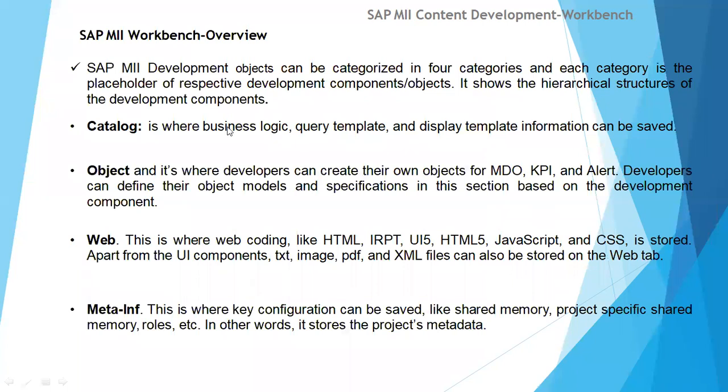So the catalog is where business logic, query template, and display template information can be kept. In a catalog, you can create your query template, display template, transaction, etc. In an object, a developer can create their own objects for MDO, KPI, and alerts. And the developer can define their object model and specification in this section based on the development component.